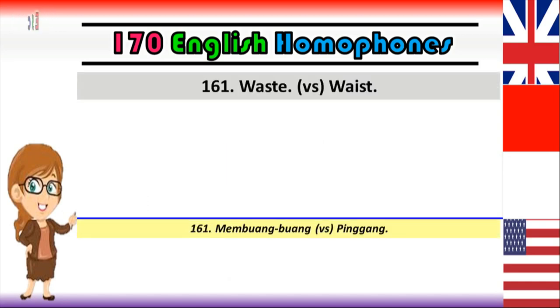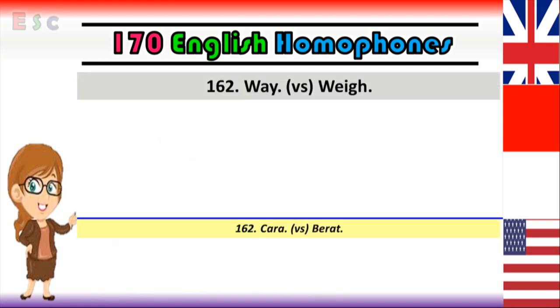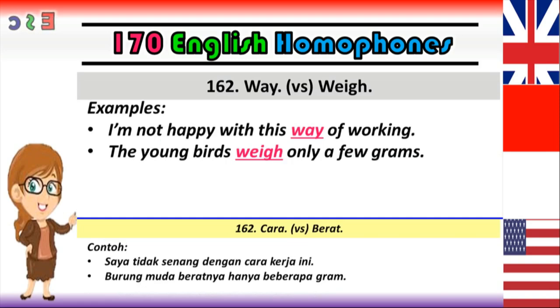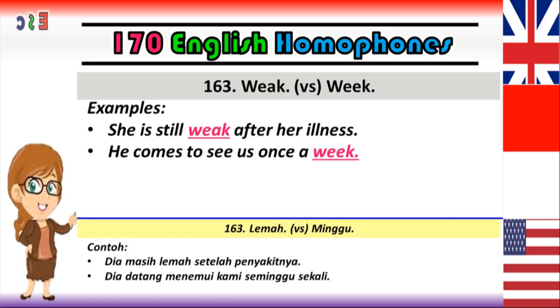161. Waste versus waist. Examples: Why waste money on clothes you don't need? He put his arm around her waist. 162. Way versus weigh. Examples: I'm not happy with this way of working. The young birds weigh only a few grams. 163. Weak versus week. Examples: She is still weak after her illness. He comes to see us once a week.